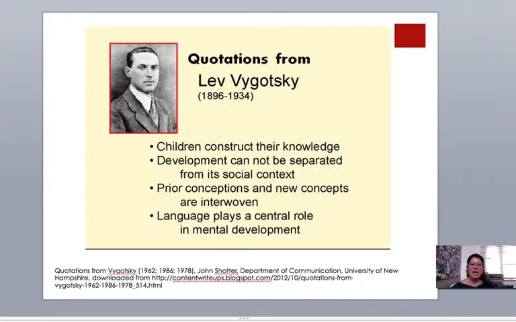In general, relating Vygotsky to language, there's a lot of great things that we can take from his studies. We know that children construct their own knowledge. We know that development can't be divorced from social context, as we saw in the case of the poor girl who was brought up by dogs. If there is no social context, then there is no development of language, or at least appropriate development. Prior concepts influence how we learn new concepts, and language plays a central role in mental development. And there's this great belief that the limits of what you can know might be constrained by the words that you have to express what you know about your world.